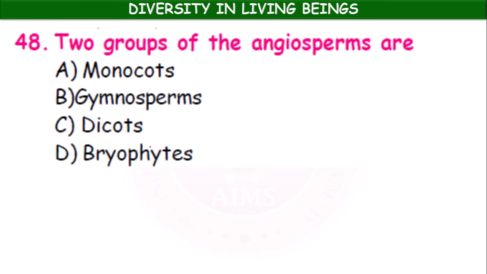The two groups of angiosperms are monocots, gymnosperms, dicots, bryophytes. Here gymnosperms and bryophytes are other groups. The angiosperms are divided into monocots and dicots based on the structure of seed. These are modern plants. Angiosperms are the modern plants with well developed vascular tissue. So monocots and dicots, A and C.